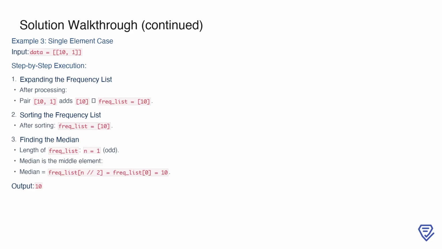To find the median, we note that the length of the list is 1, which is odd. For odd-length lists, the median is simply the middle element. Here, the only element in the list is 10, so the median is 10. This example highlights how the process simplifies when the input has just one pair.